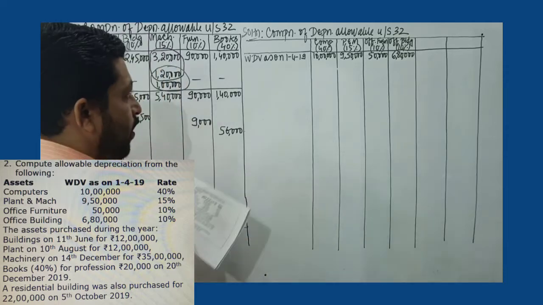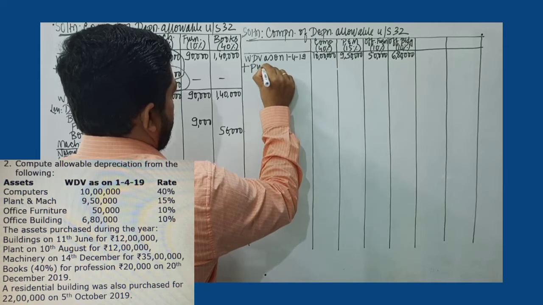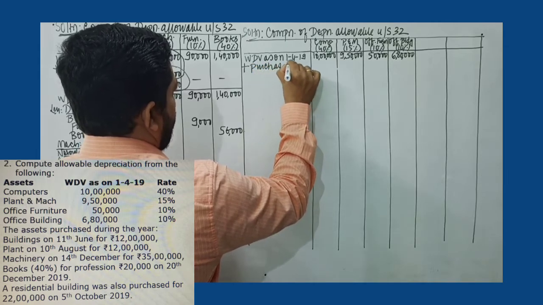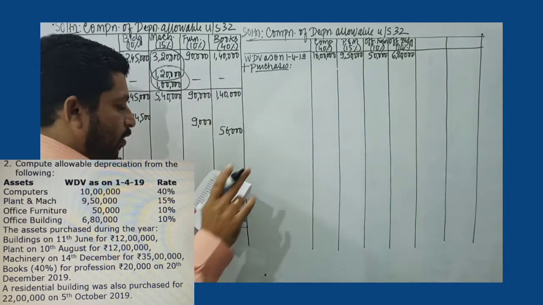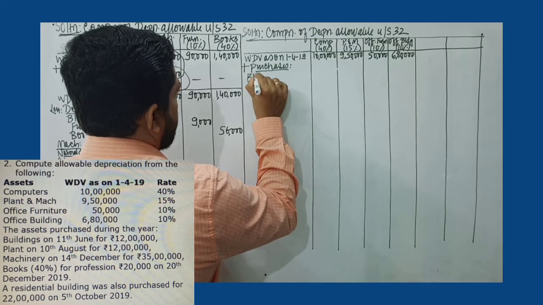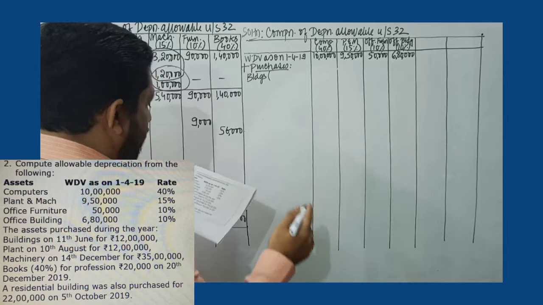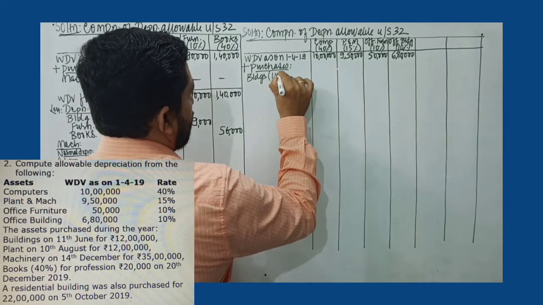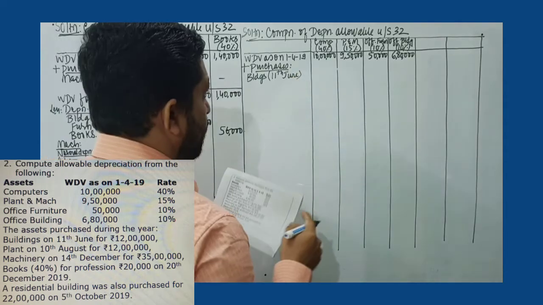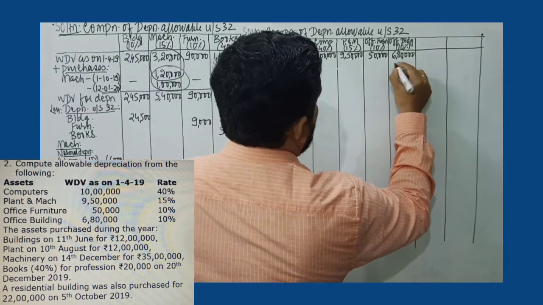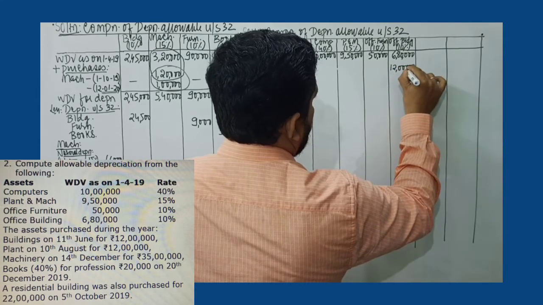The assets purchased during the year. So I record over here plus, indicating additions. So purchases. We will record the asset and also the date of purchase. Date of purchase and putting to use is important. So I record first asset purchased is buildings, and buildings we assume is office building. Purchased on 11th of June, and the value of buildings purchased is 12 lakh. So I record it in the office building column. The value is 12 lakh.